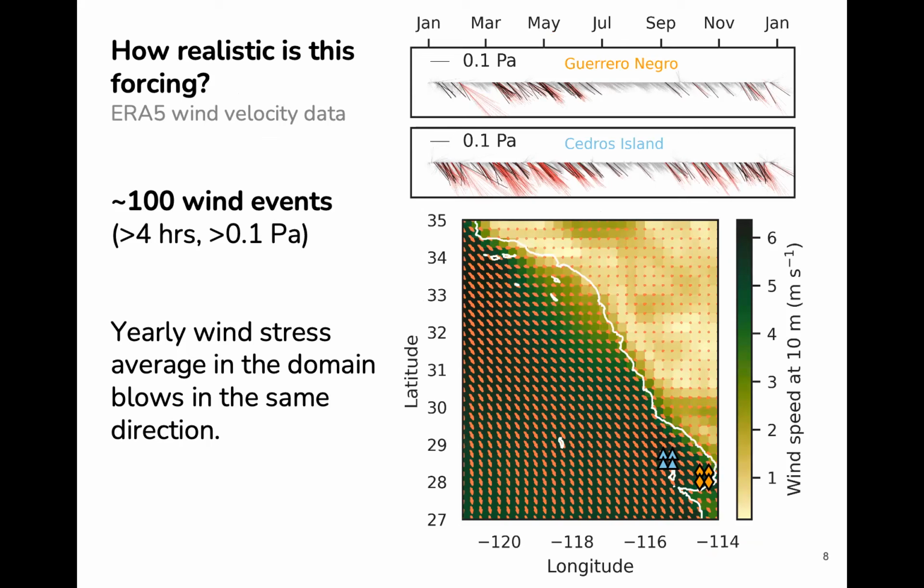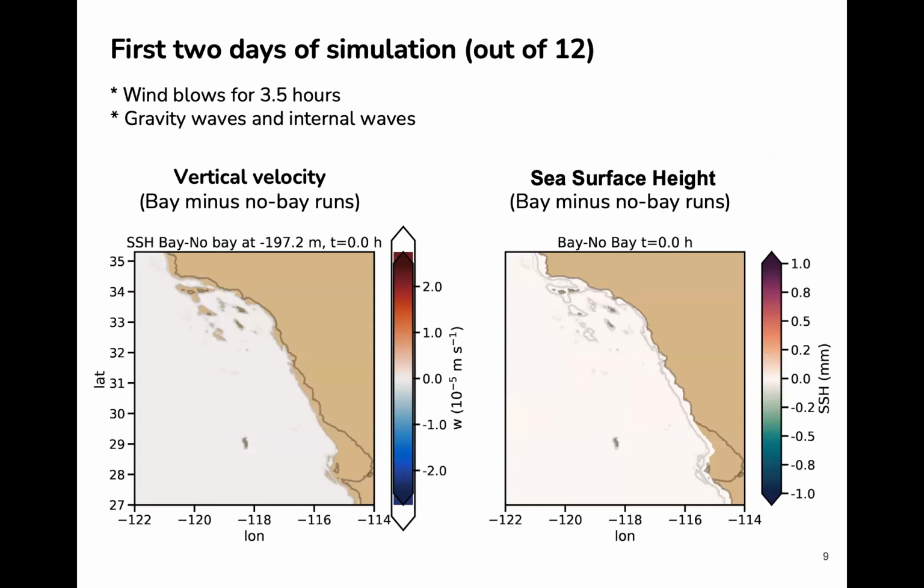And what we found is that if we try to characterize a year, this is 2016, I think, of the wind blowing at these two stations inside the bay, we actually find that there are on the order of 100 wind events similar to the ones we're simulating. So maybe it's not that crazy to use that forcing. And this is just where the wind is blowing in a year, predominantly towards the same direction that we used.